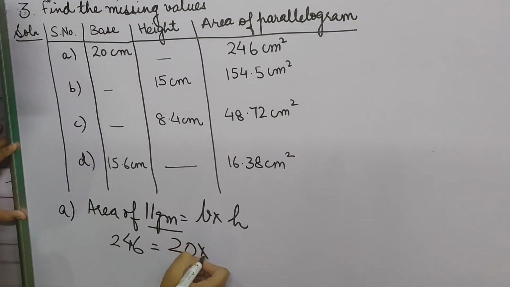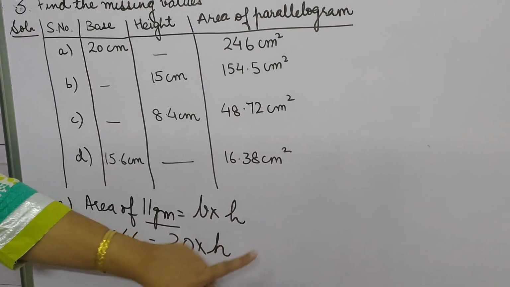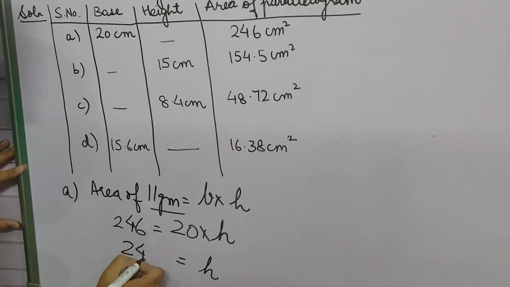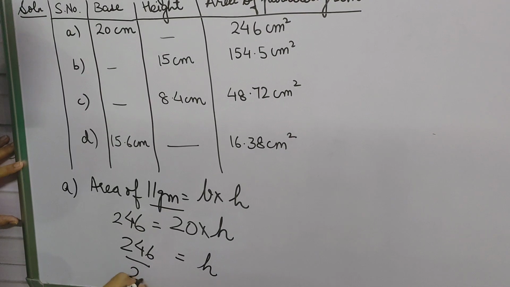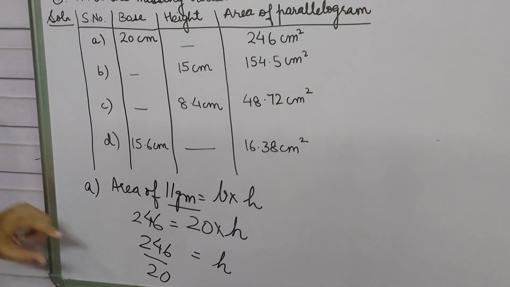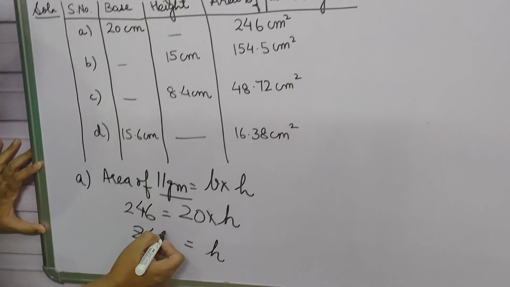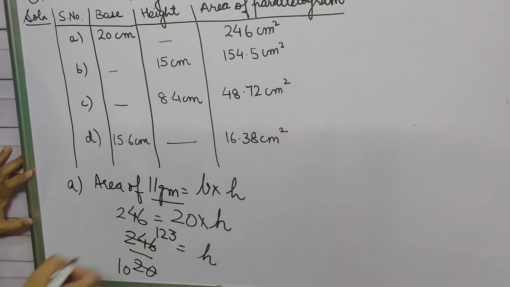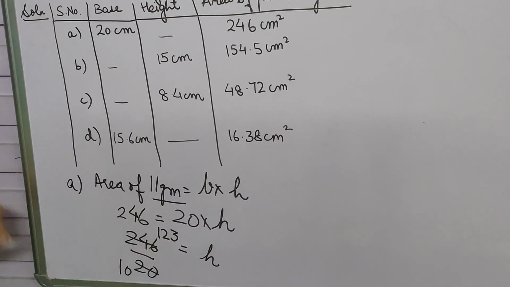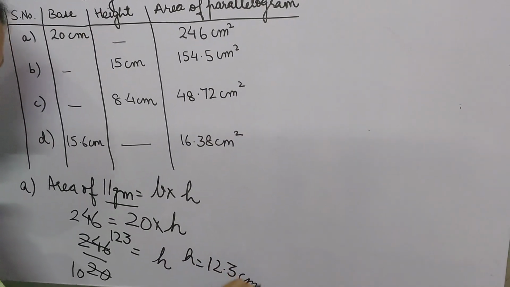Base is given to us, 20, and height is not given. Either you can take it to be h, or if you want you can suppose it to be x. Let us keep h here only and let us divide 246 by 20, because 20 is here in multiplication and when it comes here, it comes in division. Now let us cancel this. I am cancelling it by 2. It will be 123 upon 10. Now since 10 has got 1 zero, count one place from the back and put the decimal. So h comes out to be 12.3 centimeter.